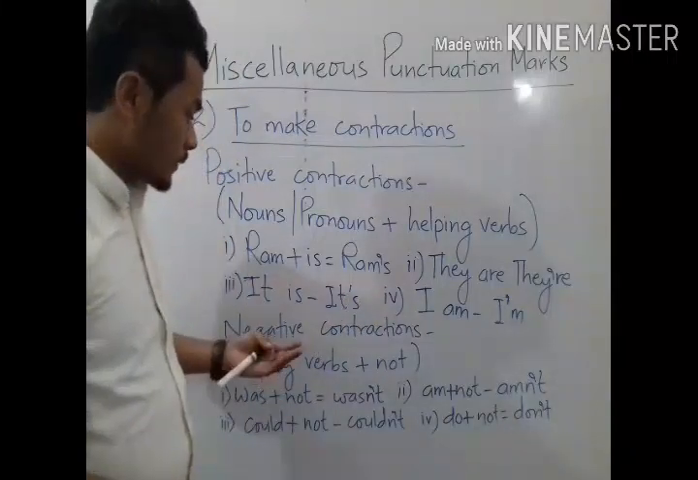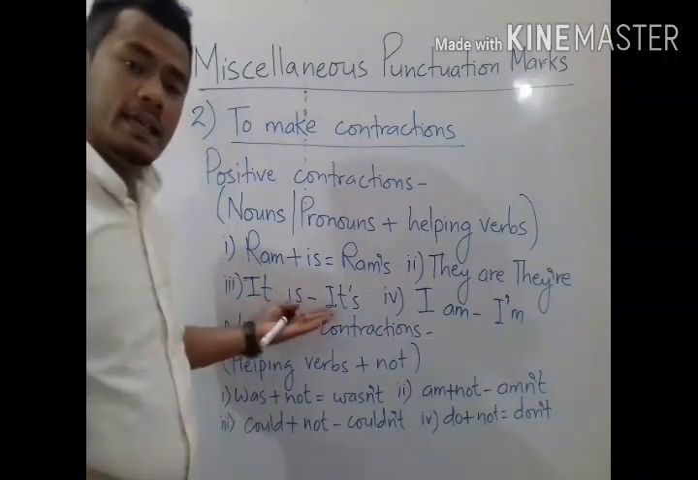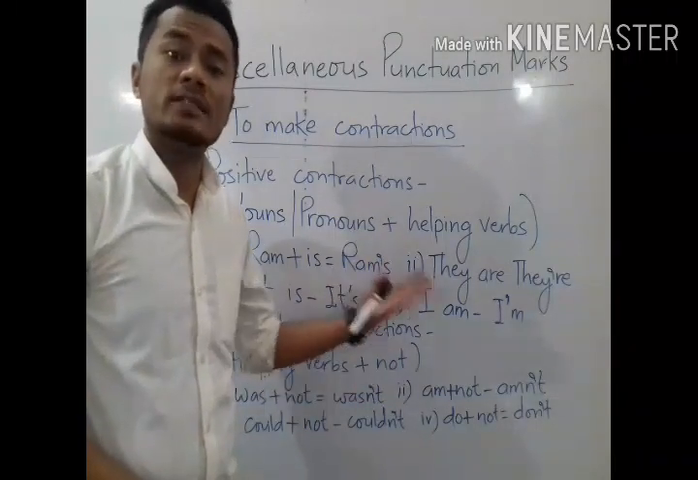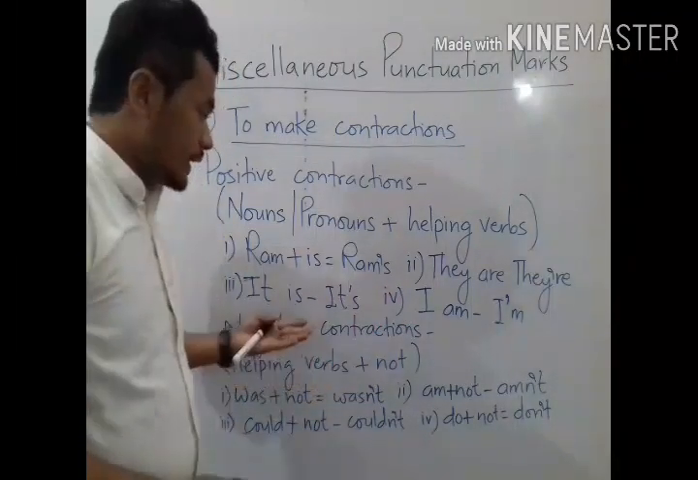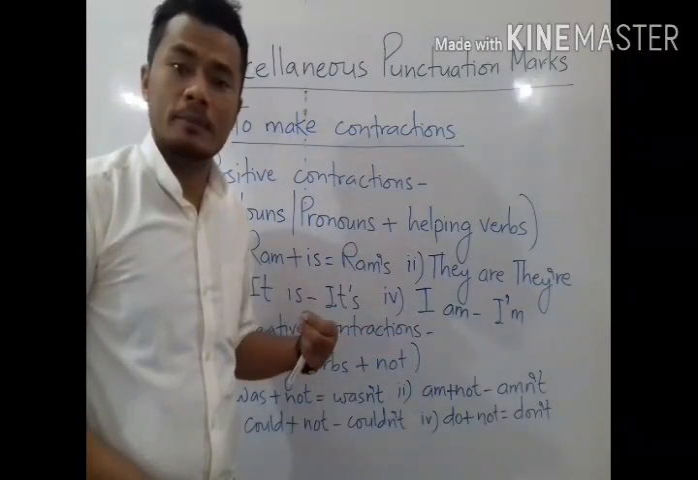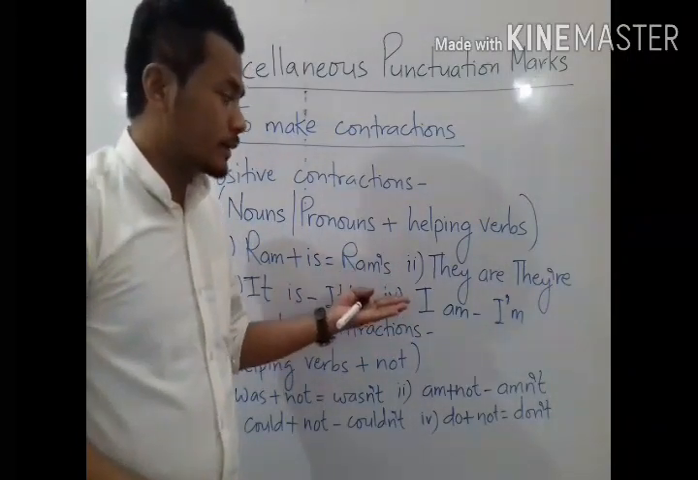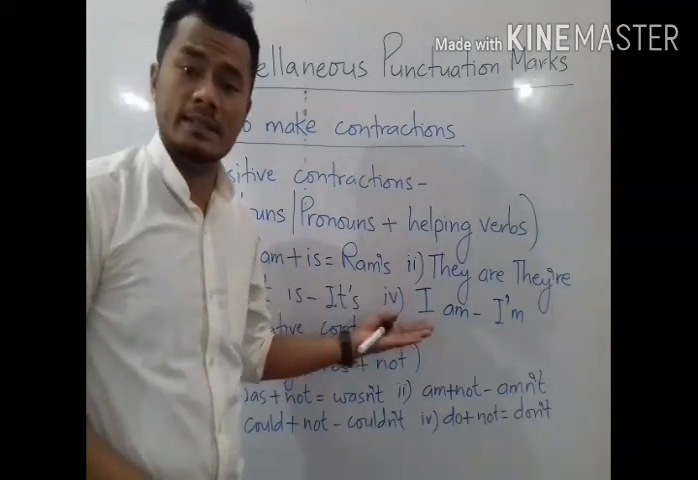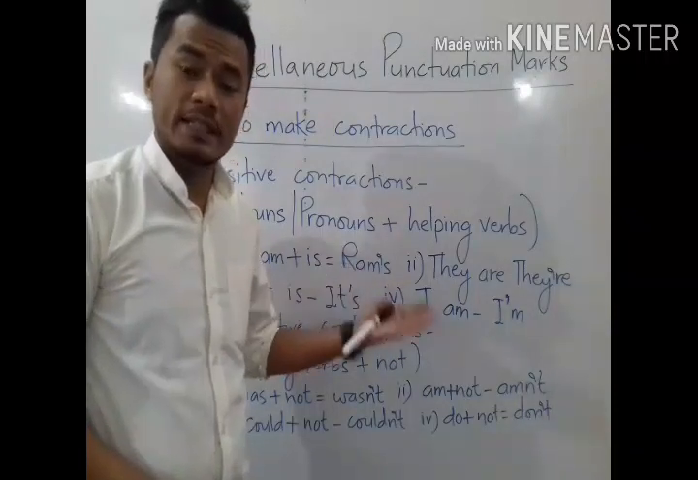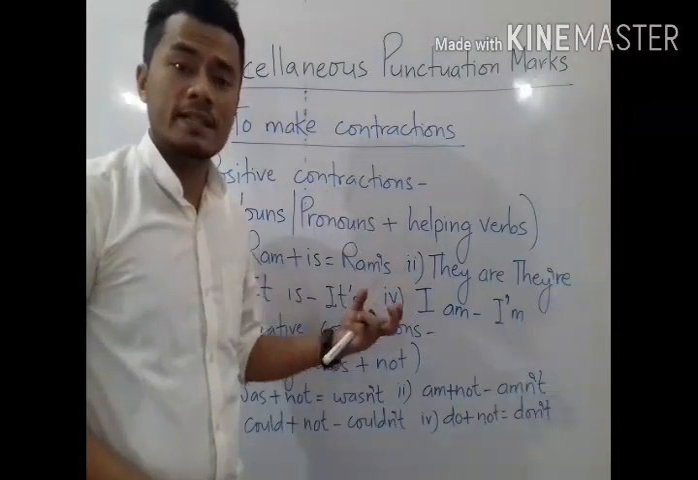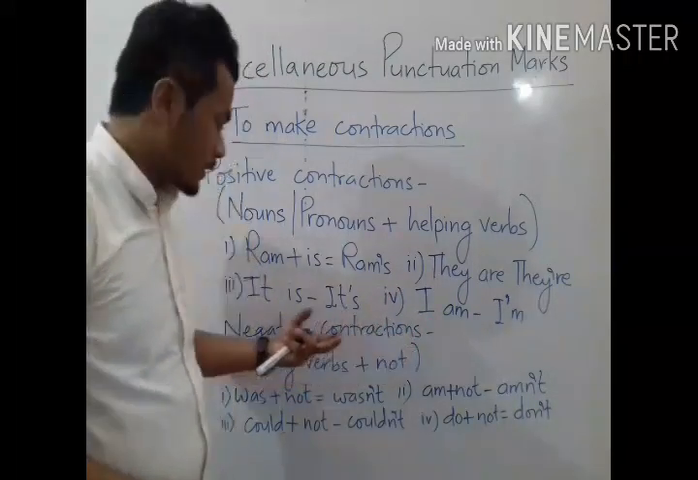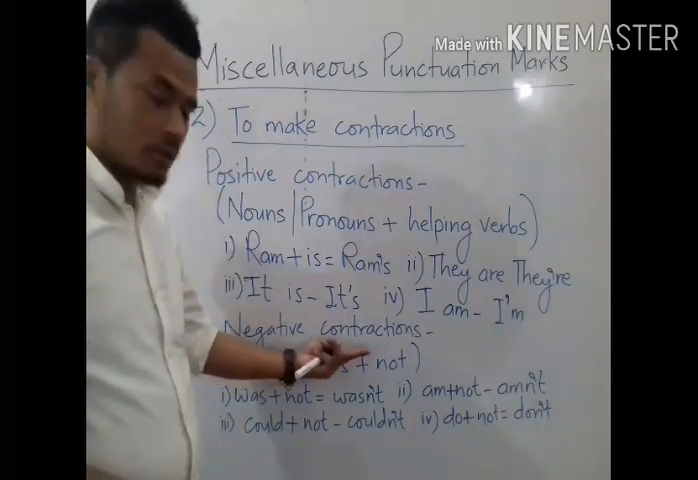So sometimes, see, it apostrophe s can be the contraction form of it has also. It is and it has are both contracted the same. In the same way, he is and he has. It depends upon our understanding when we read the sentences, in what sense that contraction is being used in the sentence. Okay. Now the negative contraction.